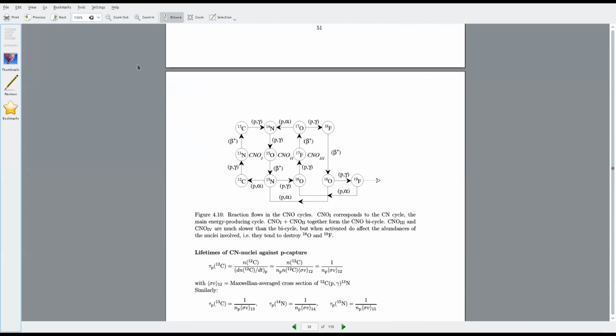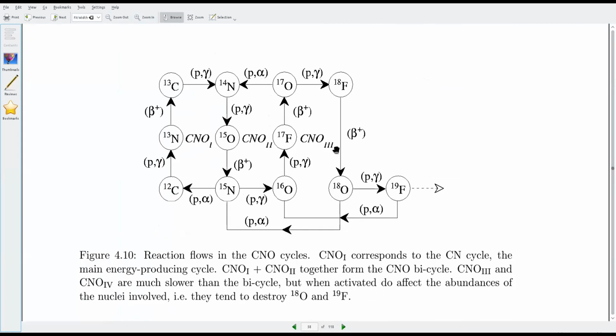Here you can see the cycle a little better. This is the main CN, then you have the CN2, CN3. No one will ask you to remember this one. PP1 is easy, so it's supposed that you know it. It's something that everyone is supposed to know.